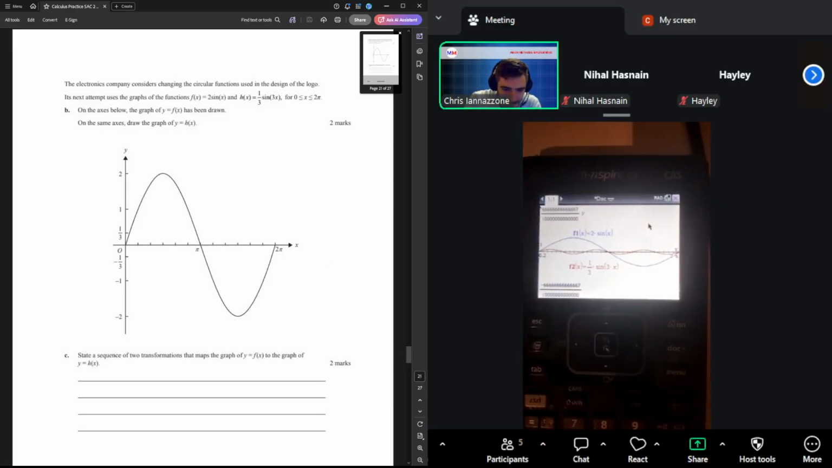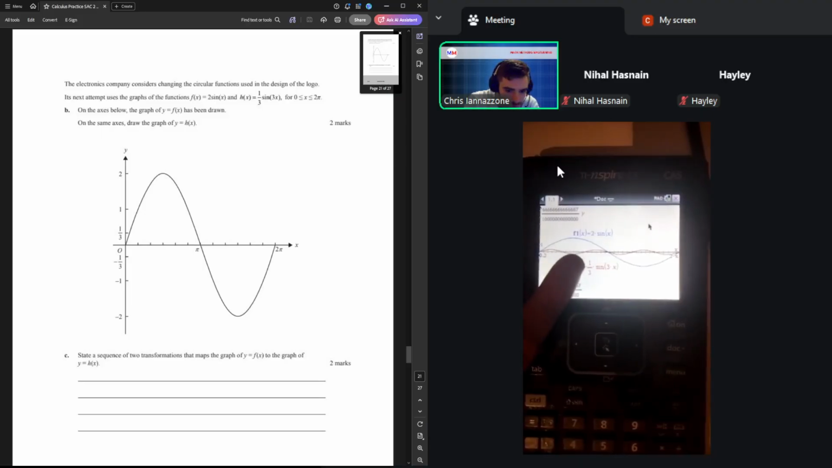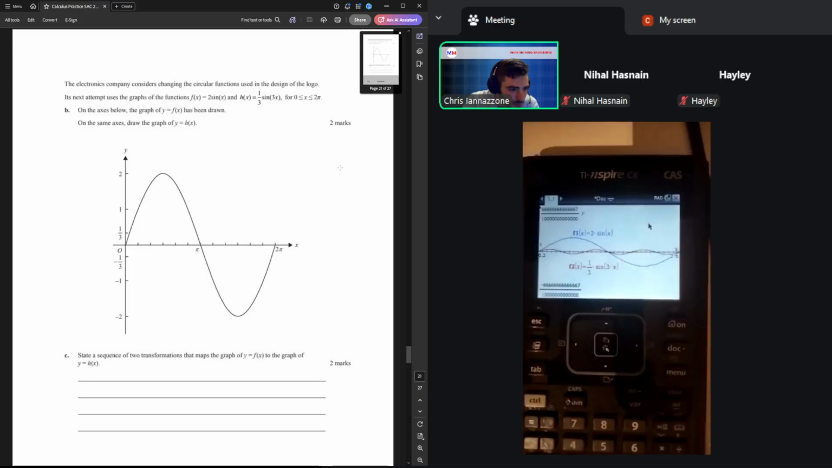Yeah, precisely. Okay, cool. So again, copying this sort of down, you already know the amplitude is a third, so the peaks and troughs y values are going to be plus minus a third. They're even written on our axes if you have a look back at the paper itself.